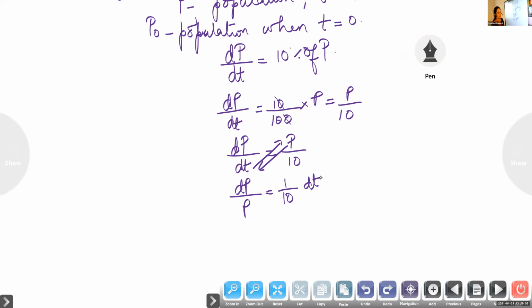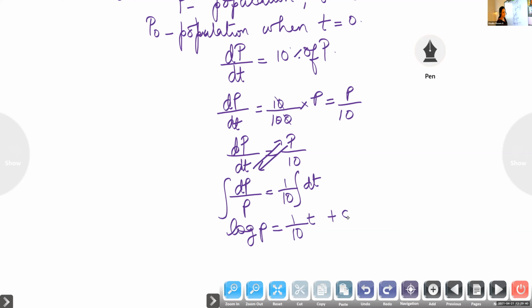We can integrate on both the sides. 1 by 10 being constant, we can take it outside. Now what is the integral of dP by P? Log of P. Log P, very good. Log P is equal to 1 by 10. What is the integral of dt? Integral of dt is t plus c.